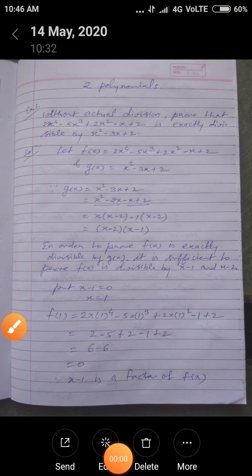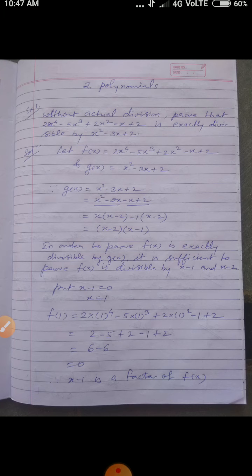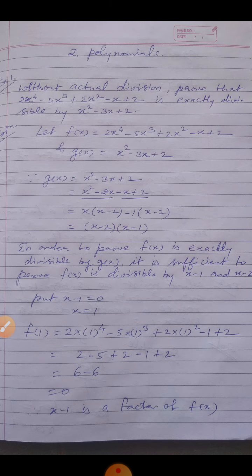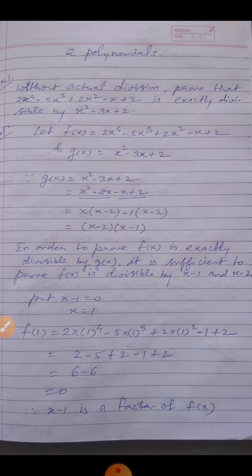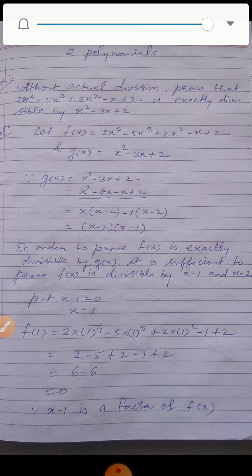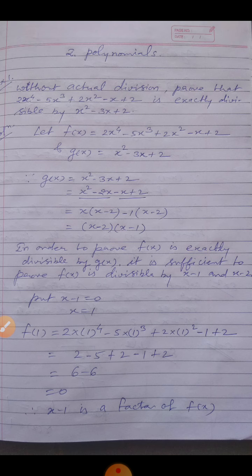Dear student, our today's topic is chapter second in polynomial, and we will take some HOTS questions based on this chapter. First question is, without actual division, prove that 2x to the power 4 minus 5x cube plus 2x square minus x plus 2 is exactly divisible by x square minus 3x plus 2.